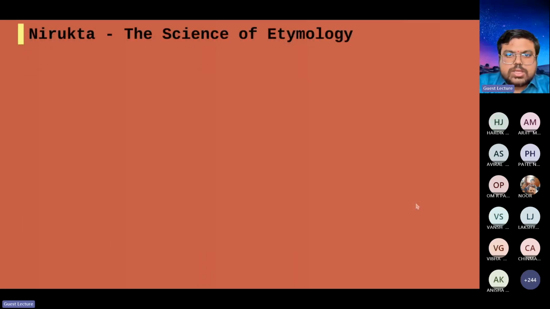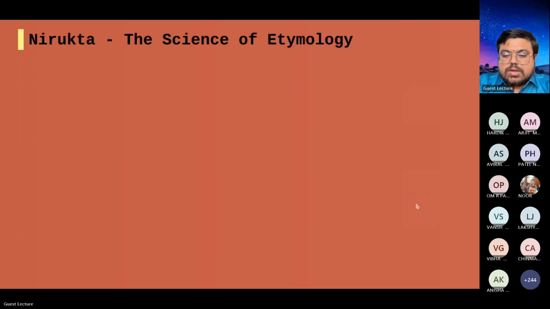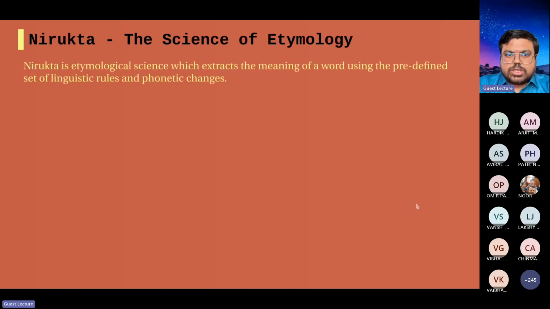Further, that is Nirukta. This is the science of etymology. Previously, we have discussed Vyakarana. Now we are going into etymology. Vyakarana means dealing with the divisional structure of the statements and constructions of the words, etc. But Nirukta is etymology. It focuses on the birth and propagation of words. So Nirukta is the etymological science which extracts the meaning of a word using a predefined set of linguistic rules and phonetic changes.